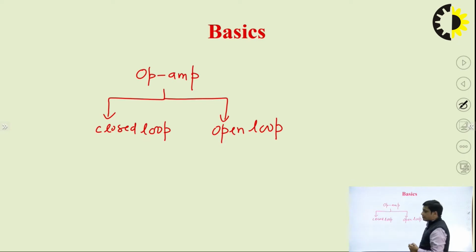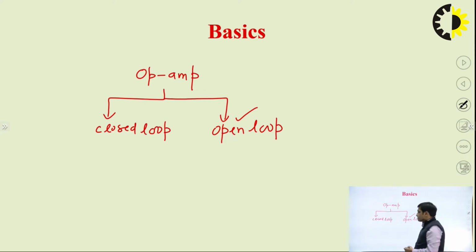Closed loop configuration means there is some feedback. That feedback may be negative feedback, that feedback may be positive feedback. In open loop configuration of op-amp, there is no feedback. So firstly, we need to understand how this operational amplifier behaves in closed loop configuration and in open loop configuration. Then we'll see that one of the applications of operational amplifier in open loop configuration is voltage comparator.